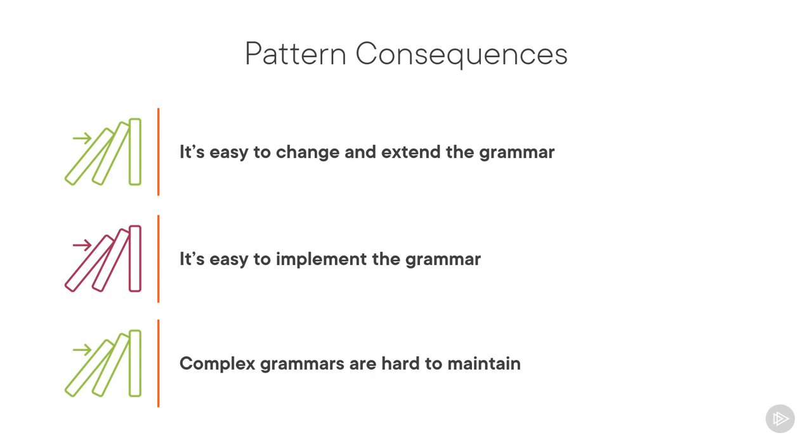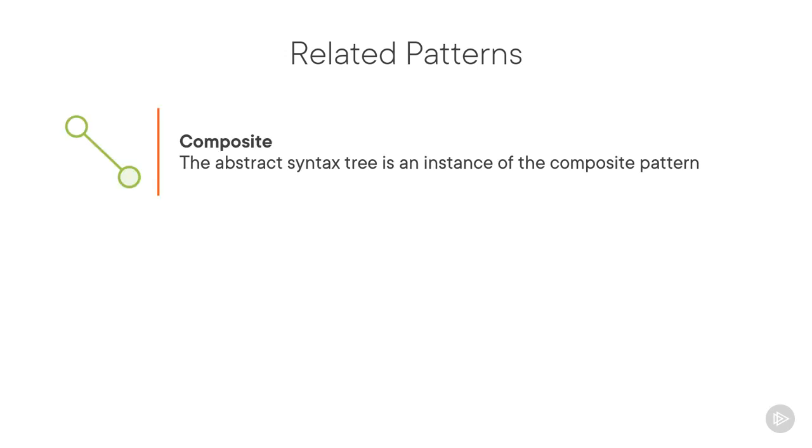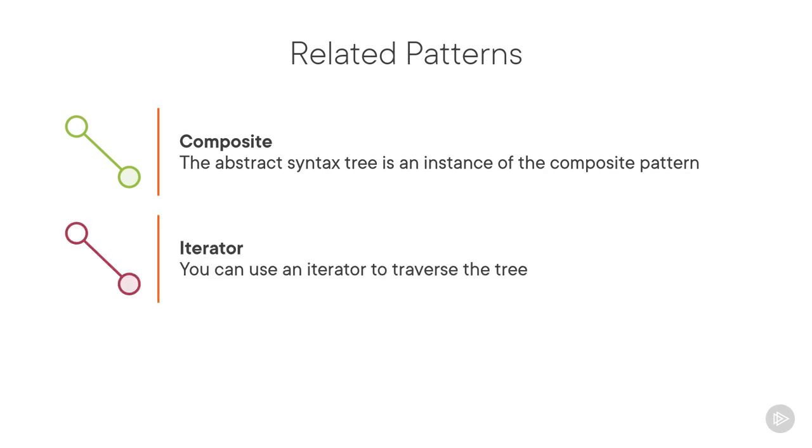Let's have a look at the related patterns. The interpreter is related to two other patterns. The first one is the composite, as the abstract syntax tree is in fact an instance of the composite pattern. The second one is the iterator, because in regards to traversing the structure, an iterator could be used.